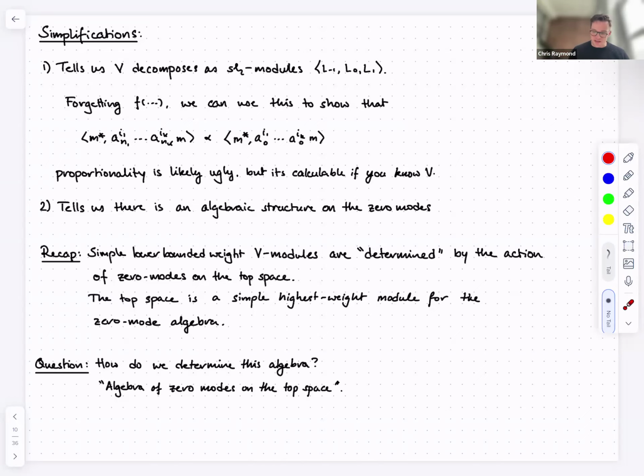I have some nice way of moving around in exactly this space, and I never really leave it because of compatibility conditions I have on my pairing. Now, the question is, how do we determine this algebra, right? This so-called algebra of zero modes acting on the top space. How do we actually extract this information?